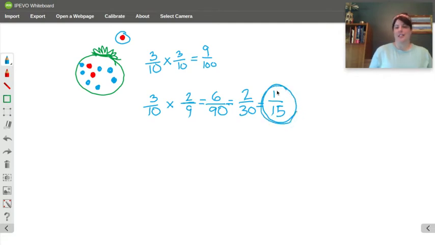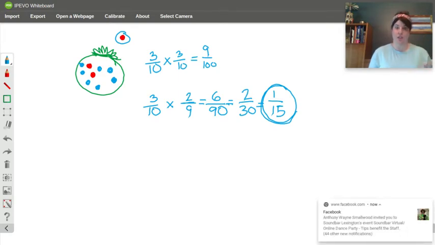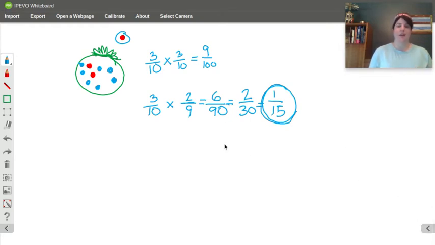So our chances are different. Our probability is different based on that one little detail that we changed in the problem, where we put the marble back or we keep the marble out. And this is why with probability problems, half the battle is being able to kind of visualize the problem or draw it out or really understand what they're doing or what they're asking you to do in this problem.